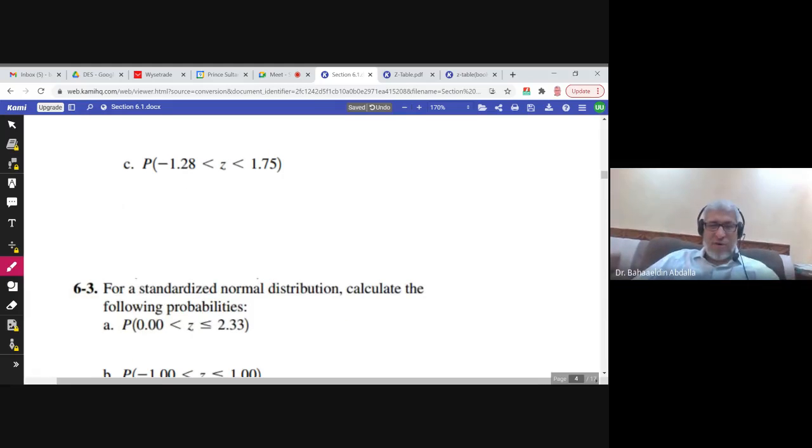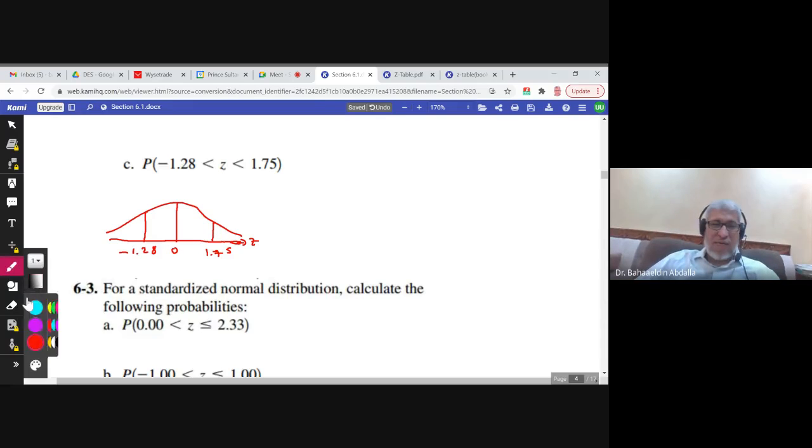To understand always the probability, please sketch a graph. It will help you. So this is the graph of Z, the standard normal. This is 0. This is -1.28. It's a negative number, so it's to the left of 0. This is 1.75. It's a positive number, so it's to the right of 0. Z is between these two numbers. So he needs all these values, okay? So he is asking about this area. What is this area?